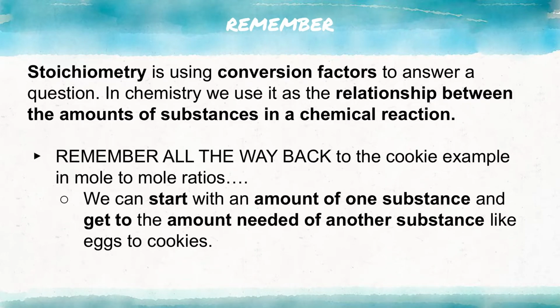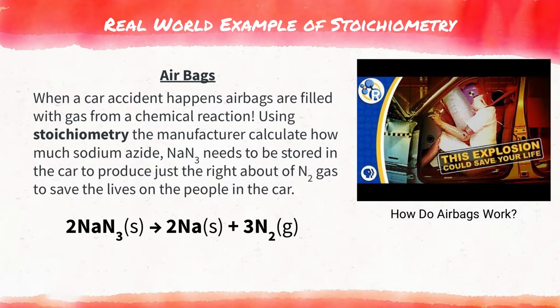So stoichiometry, remember, is using conversion factors to answer a question. In chemistry, we use it as the relationship between the amounts of substances in a chemical reaction. Remember back to the cookies example in the mole-to-mole ratios. We can start with an amount of one substance to get the amount needed of another substance, like eggs to batches of cookies. So, a real-world example of stoichiometry.